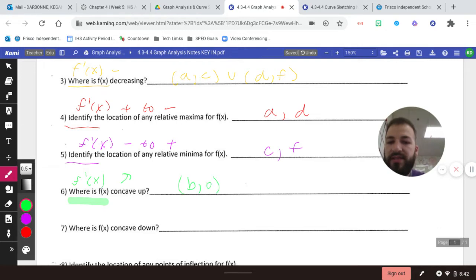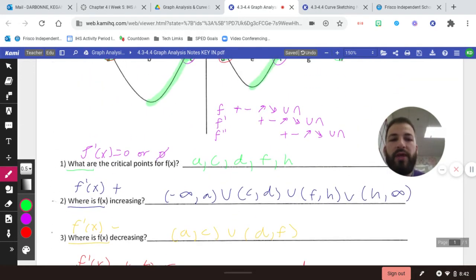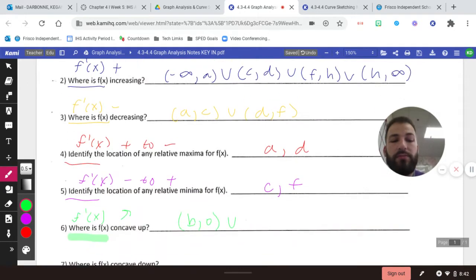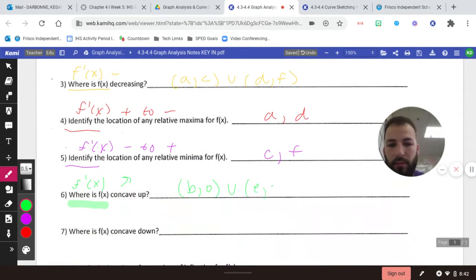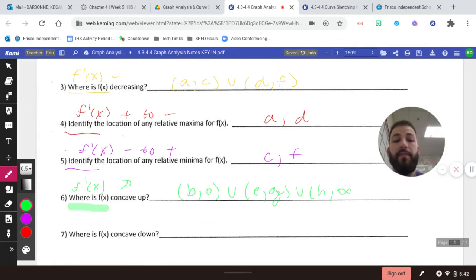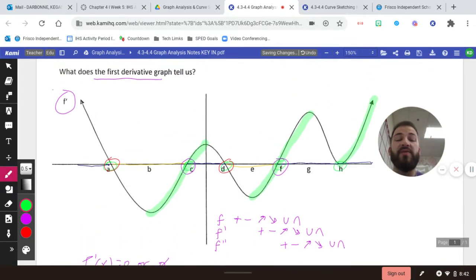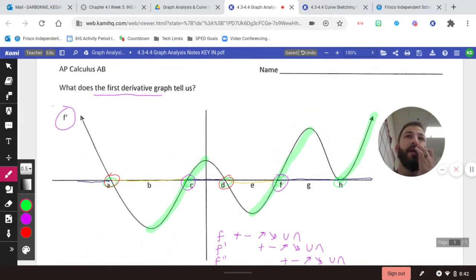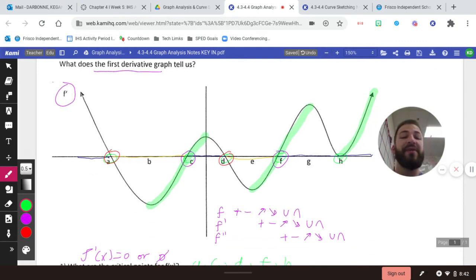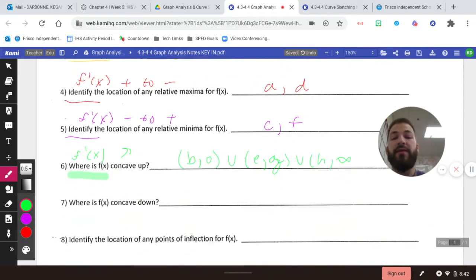So B to 0 in union with E to G in union with H to infinity. Okay, so that is concave up. So a little bit weird. We haven't really talked about increasing telling us about concavity, but it's still true. It holds true from our calculus house. Okay, then keep on going.